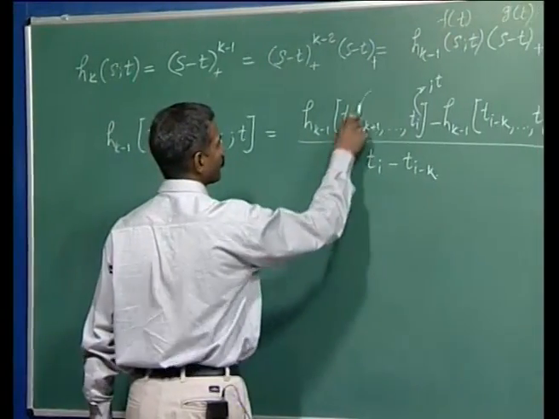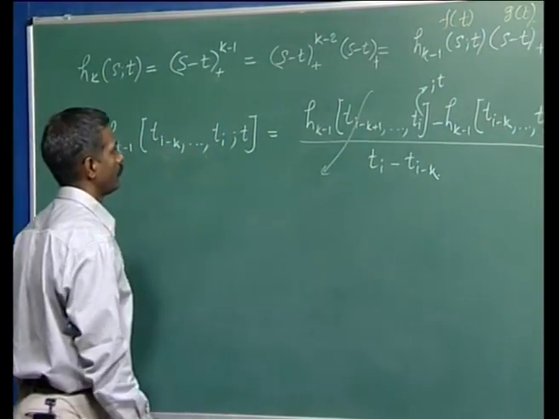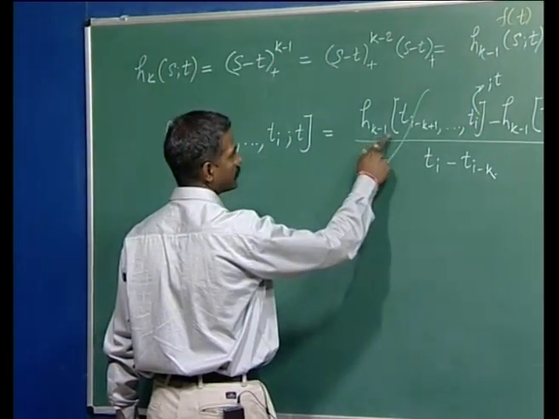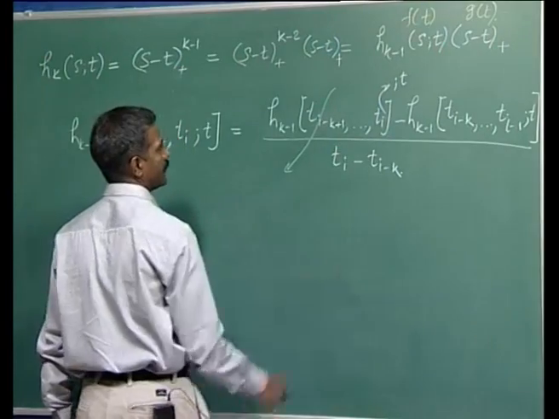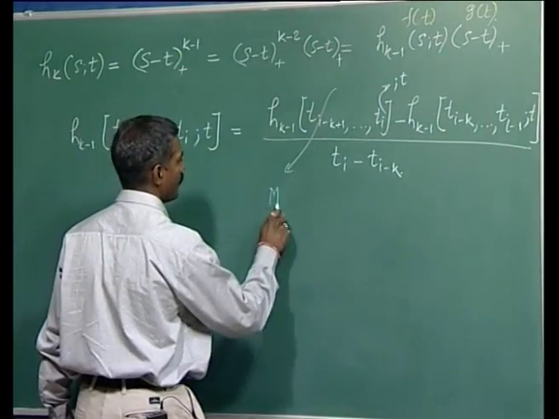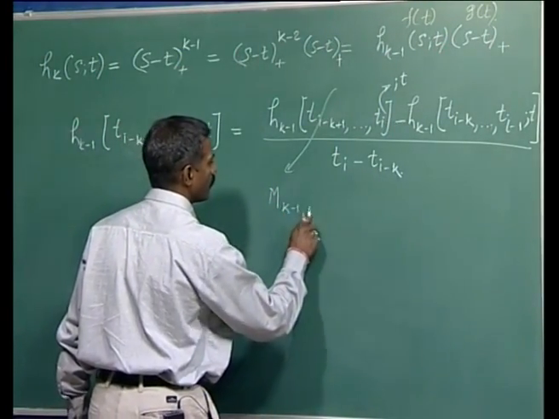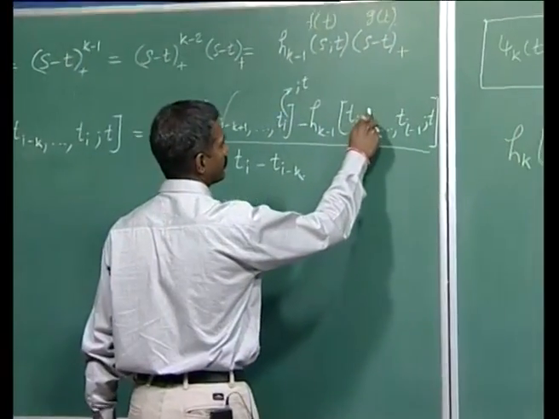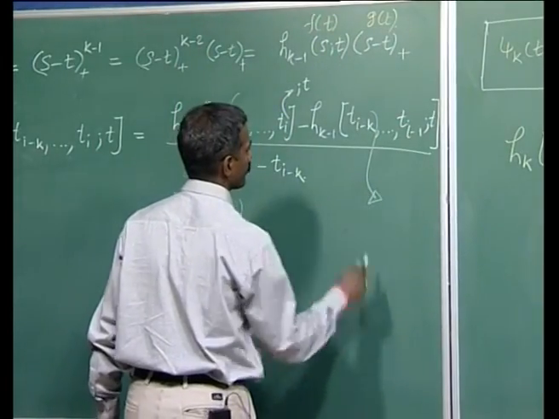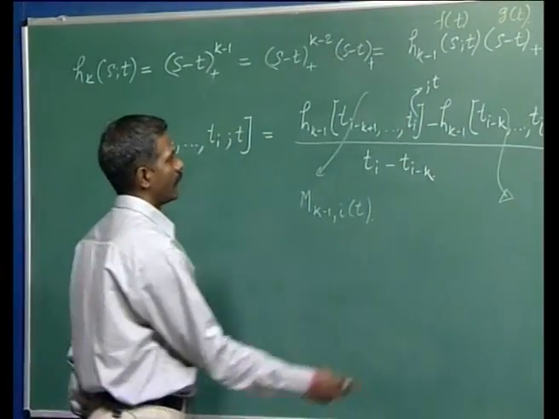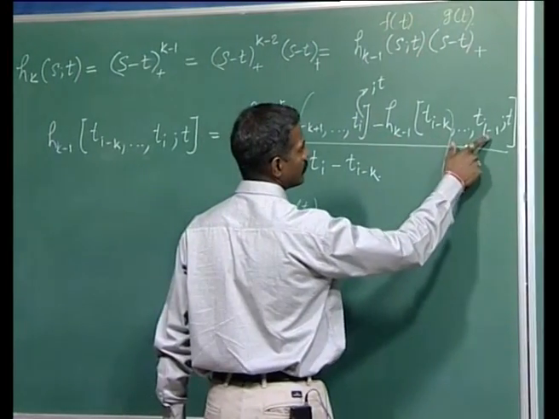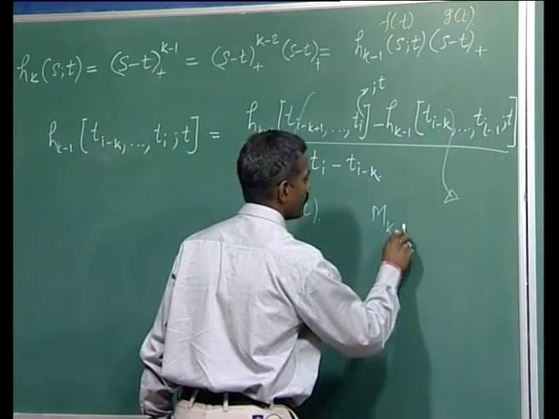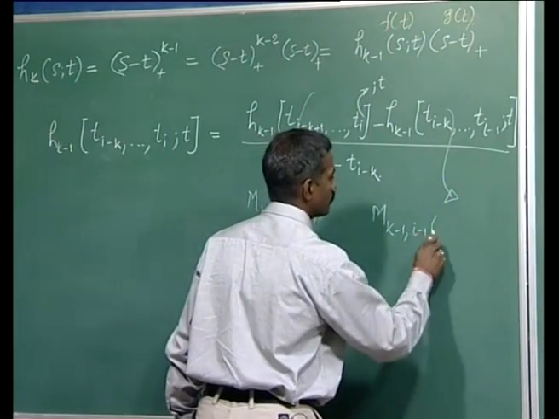What would this be? First the order, then the knot. So this is M_{k-1,i}(t). How about this expression here? Again, first the order, then the last knot. This is M_{k-1,i-1}(t).